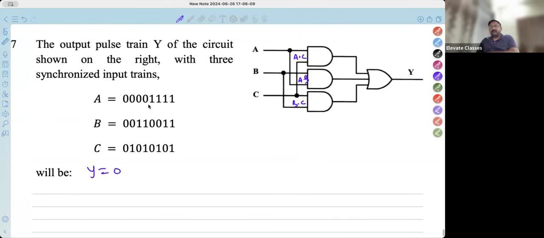Can someone solve up to, say, 5 and tell me what the first 5 values will be? Leave the remaining 3. At least can you solve for the first 5? How did I solve for the first one? A is 0, so the AND gate output is 0. B is 0, so the output of these two AND gates is 0. 0 plus 0 plus 0 is 0. This is an OR gate, this is an AND gate. Second, take 0, 0, 1. Then let me know what you get. Anyone can at least solve for a few values: 0, 0, 0, 1, 0.